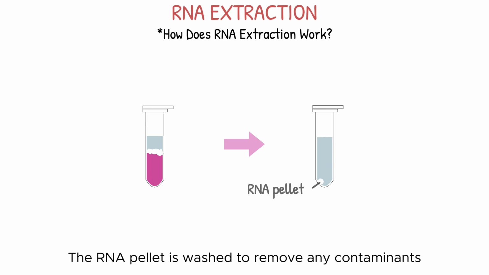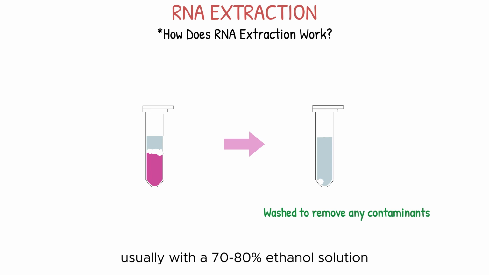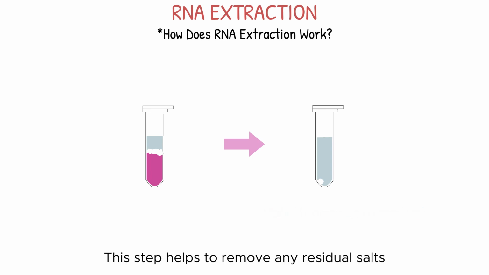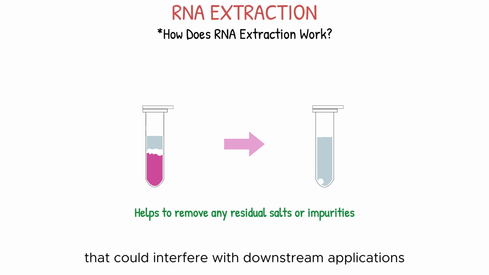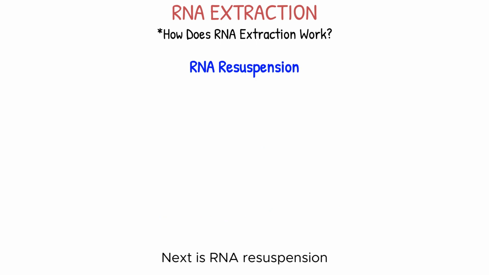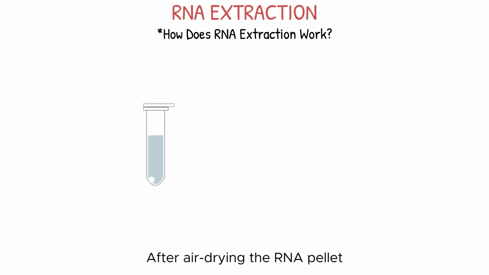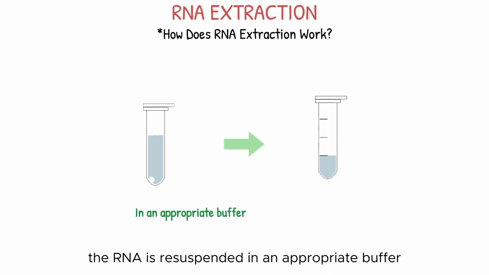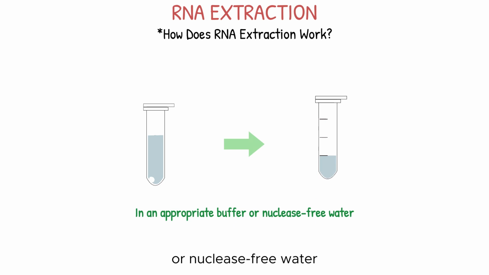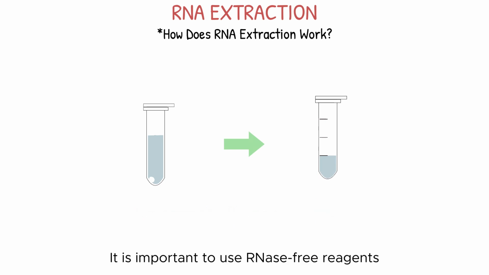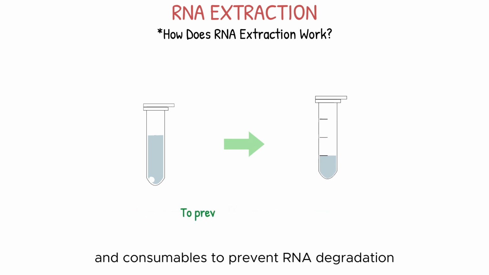The RNA pellet is washed to remove any contaminants, usually with a 70 to 80% ethanol solution. This step helps to remove any residual salts or impurities that could interfere with downstream applications. Next is RNA resuspension. After air drying the RNA pellet to remove any remaining ethanol, the RNA is resuspended in an appropriate buffer or nuclease-free water. It is important to use RNase-free reagents and consumables to prevent RNA degradation.